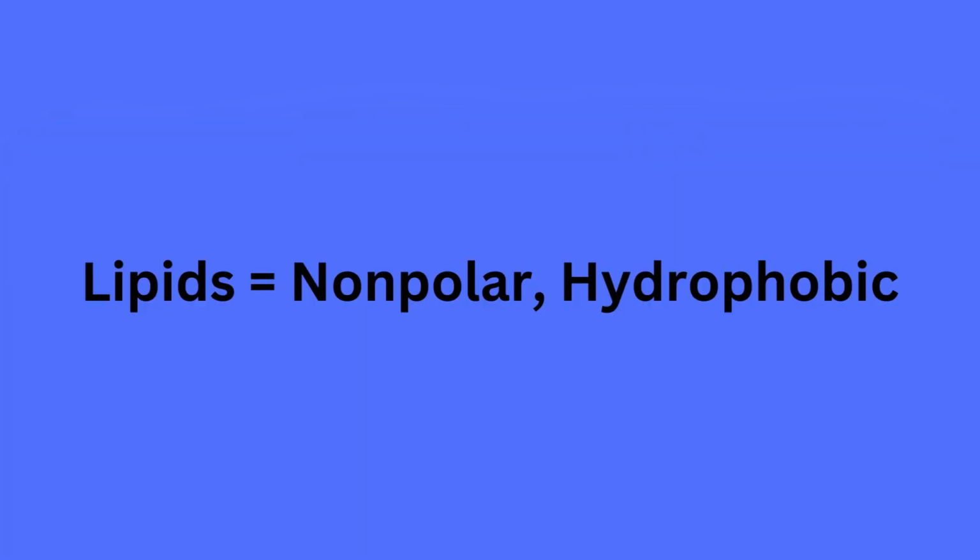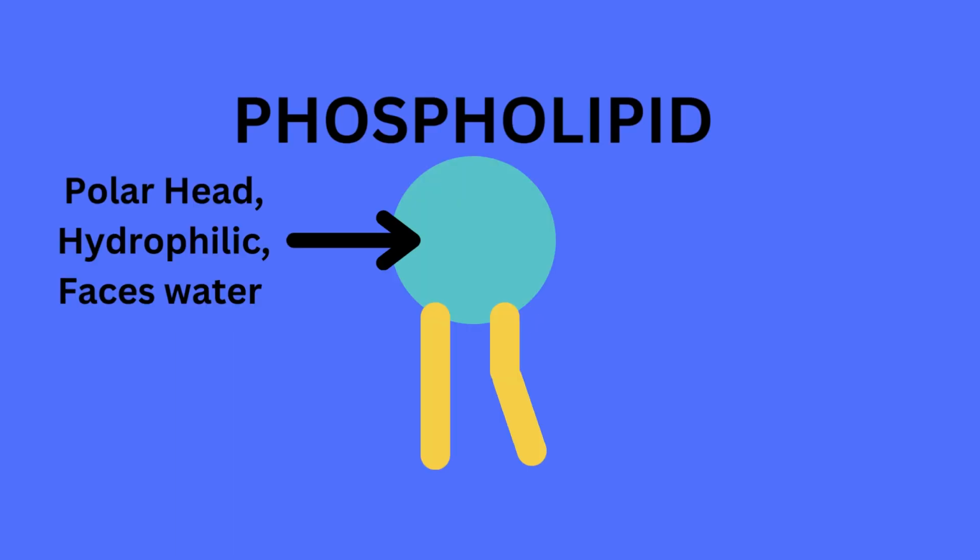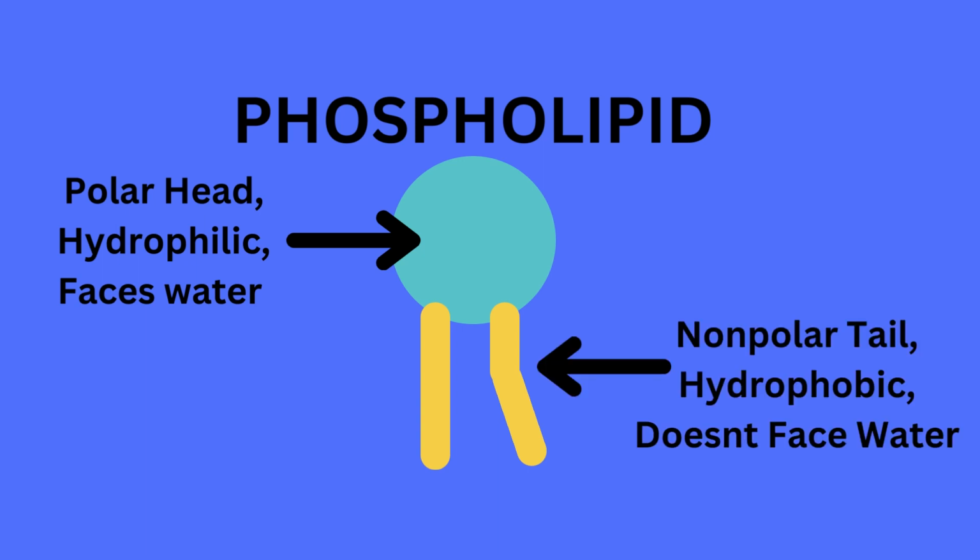Finally, we will be going over lipids. Lipids are nonpolar, which means they are hydrophobic. There are different structures and functions for lipids. This is a phospholipid, which contains a polar head, which is hydrophilic and faces an aqueous environment, and a nonpolar tail, which is hydrophobic and does not face the aqueous environment.